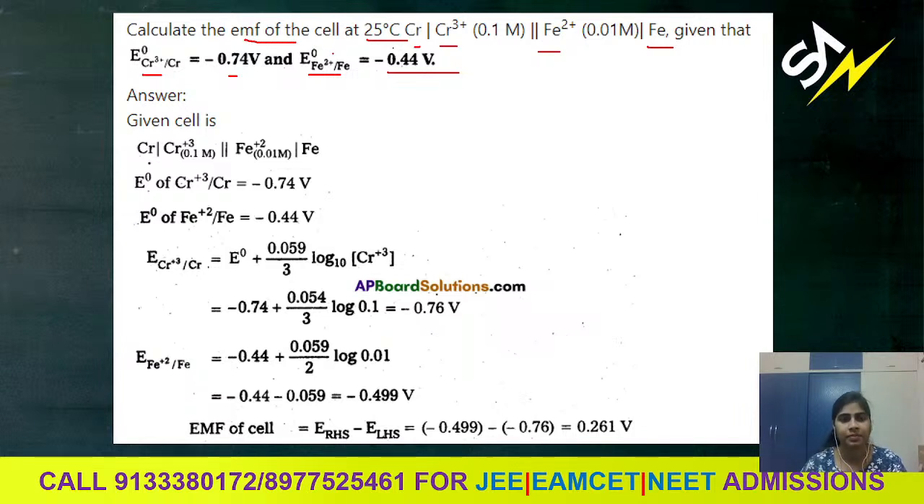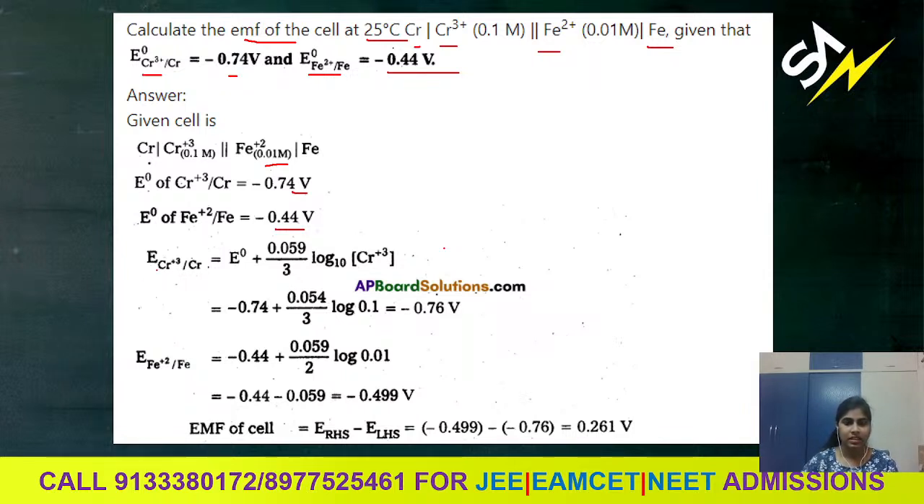the EMF of the cell. For this type of question, the cell reaction is given directly in the question. First take the cell reaction, and the concentrations of these electrodes are also given. Here Cr^3+ has a concentration of 0.1 molar and Fe^2+ has a concentration of 0.01 molar. Take the electrode potential values and apply the Nernst equation here. Since we need to calculate the EMF of the cell, apply the Nernst equation.